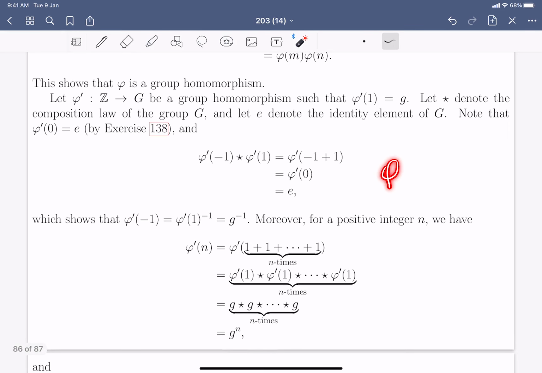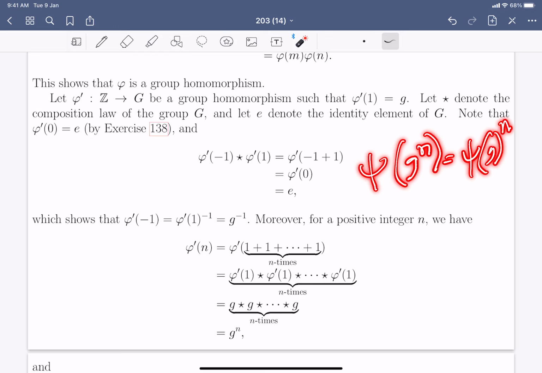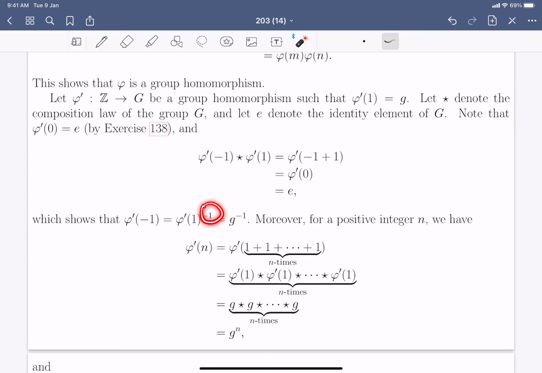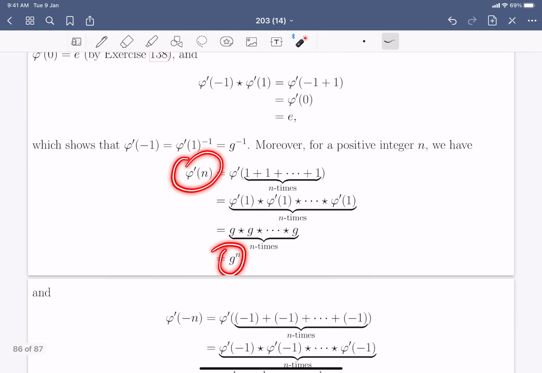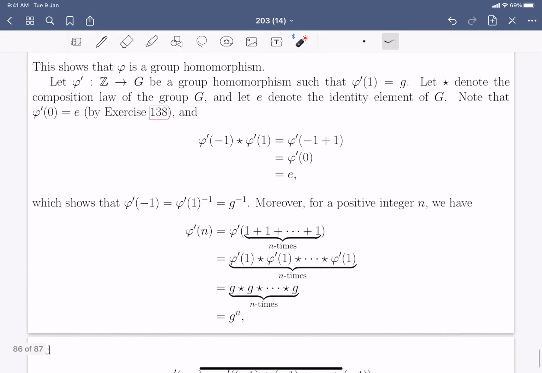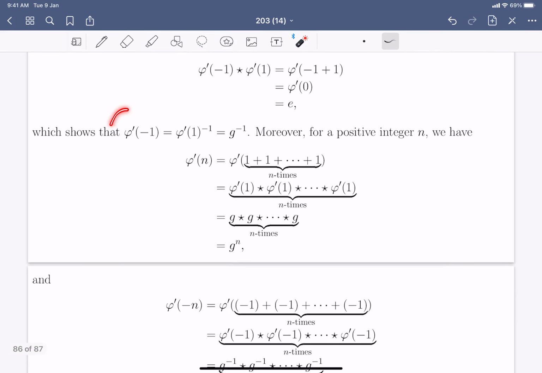because for any group homomorphism, maybe let me use psi, we know psi of g raised to n is psi of g raised to minus n. So here we have 1 raised to minus 1, which is the negative of 1 here. That will be the inverse of phi prime of 1. So we have assumed that phi prime is a group homomorphism with this property that phi prime of 1 is g. So phi prime of minus 1 is g inverse. Now it is straightforward to see that phi prime of n will be g power n for any non-zero integer n. For positive integers, it follows from this equality, and for negative integers, it follows from this information.